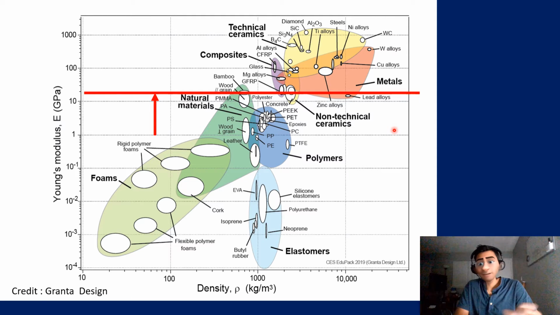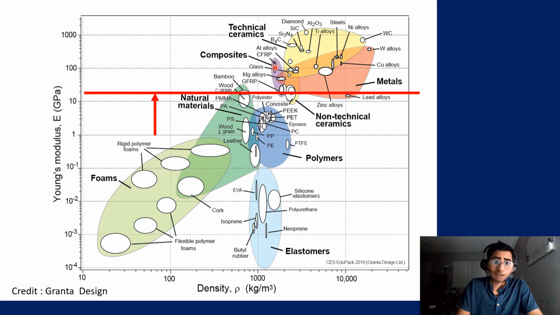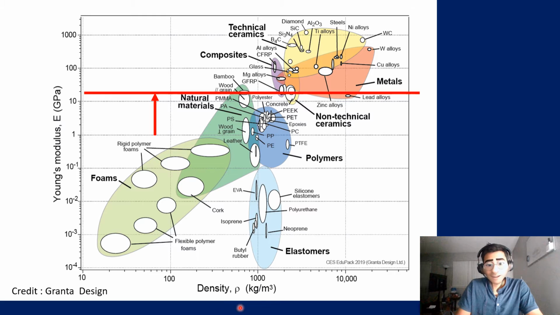As is evident, most of the metals have high Young's modulus, and so do ceramics. Then there are certain composites which also have high Young's modulus. Since density is plotted here, you can also see that these are highly dense materials. On the lower half are natural materials like wood and foams, polymers, and elastomers. As we know, they have lower Young's modulus, and most of them also have lower densities.